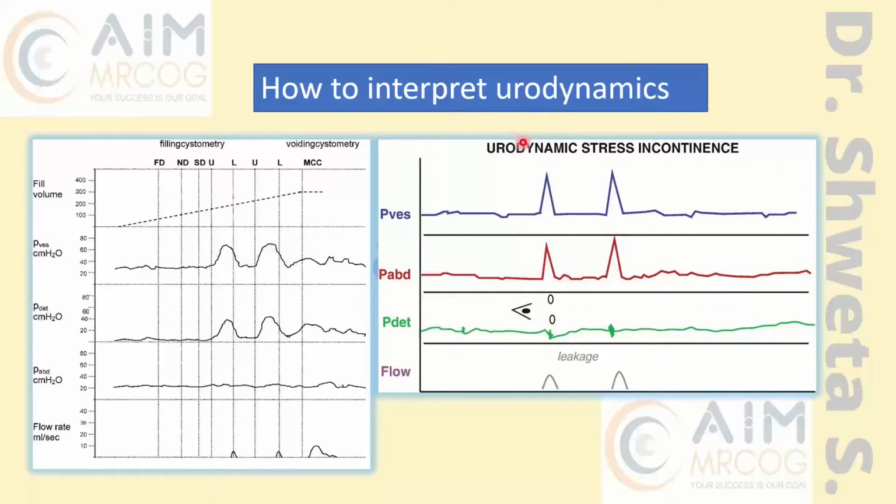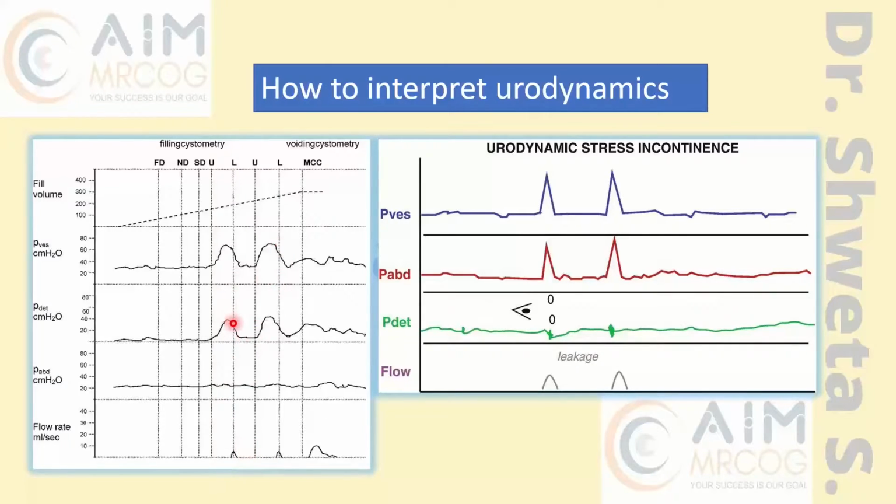Now, how will you interpret urodynamics? When will you tell that it is stress, when will you tell that it is detrusor overactivity? Very important. So you have to see the graph. While seeing the graph, first of all, you have to see the Pdet. Very important to see the detrusor. If the detrusor is rising and vesical is rising, meaning these two are coinciding, and there is leak.